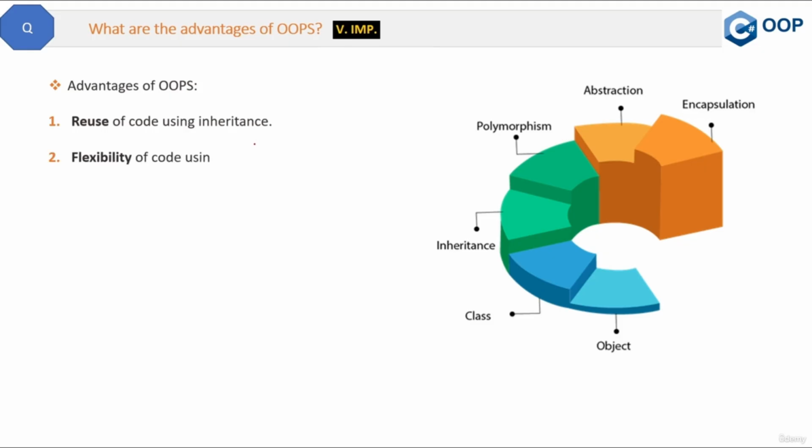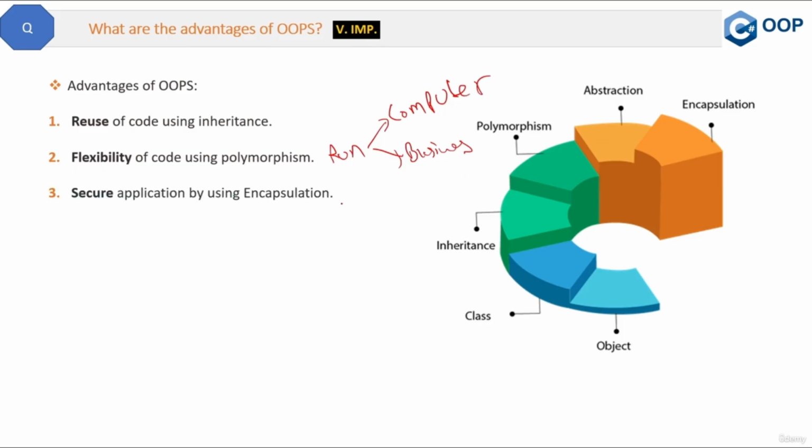You are reusing the code, and that is why inheritance. The second advantage is that OOPS gives flexibility through polymorphism. For example, same-name methods can do different things via overloading or overriding. For example, if you have one method Run, then you can use Run for computers and also for business. So you can run the business, you can run the computer, right? So same name but different functionality. That is polymorphism.